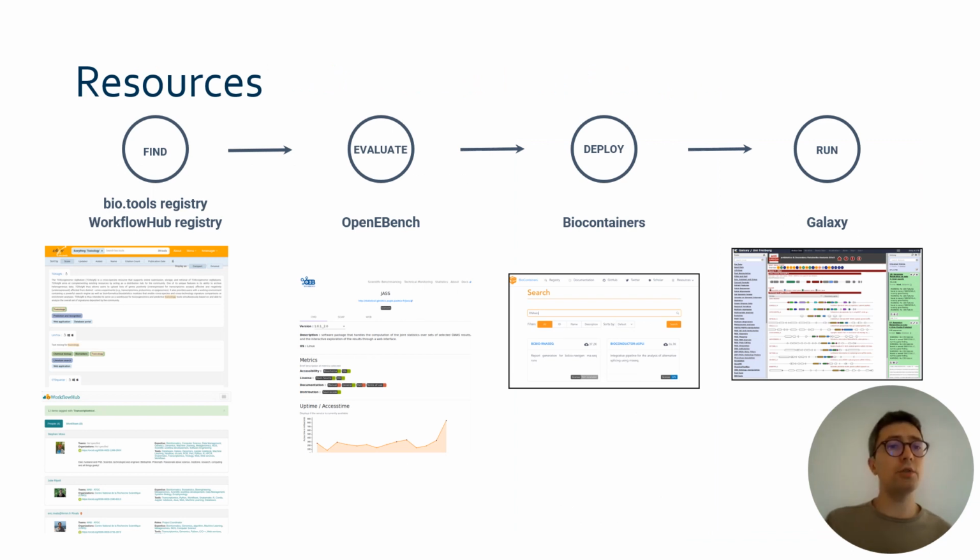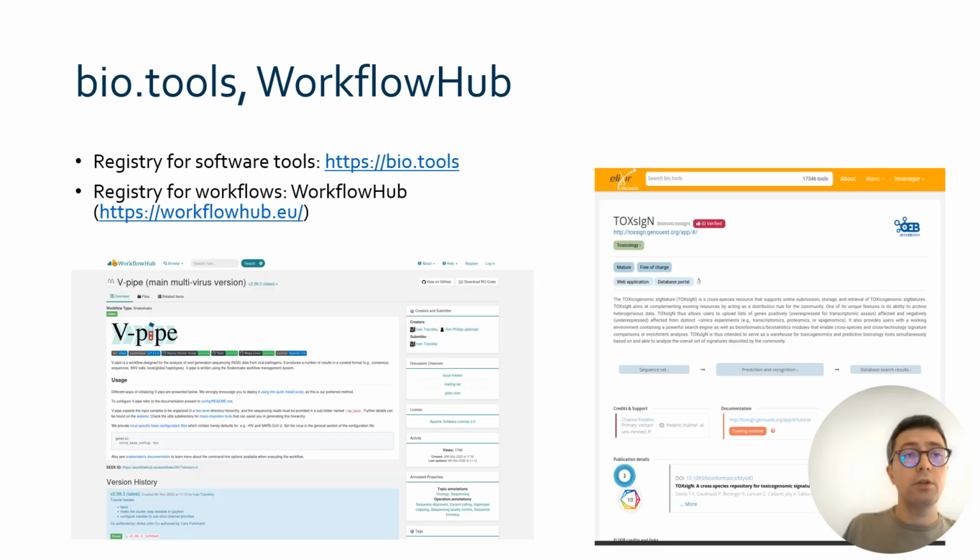To carry out these missions, over the course of years, we have developed a number of resources. These systems help scientists with software-related tasks. They help them finding, evaluating, deploying, and running them. To find software, we propose two registries. You can think about them as yellow pages that reference and describe software. BioTools is a registry that describes and references software tools for data analysis in life science. Workflow Hub is another registry which is specialized in data analysis workflows.